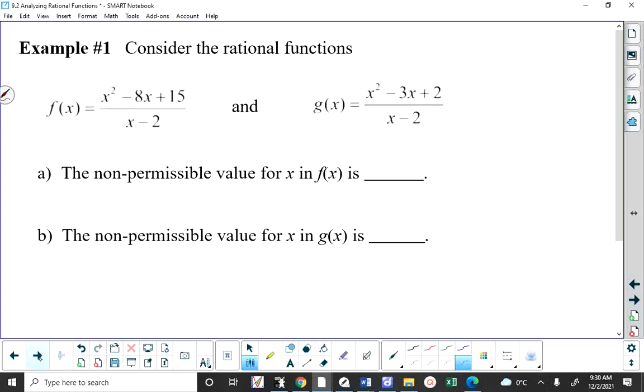So example 1 says consider the rational functions, and I'm giving you 2 of them, and it asks for the non-permissible value of x in each one. So I want everybody to look at those 2 rational functions and record in the blank the value of x that would not be allowed for f of x and the value of x that would not be allowed for g of x.